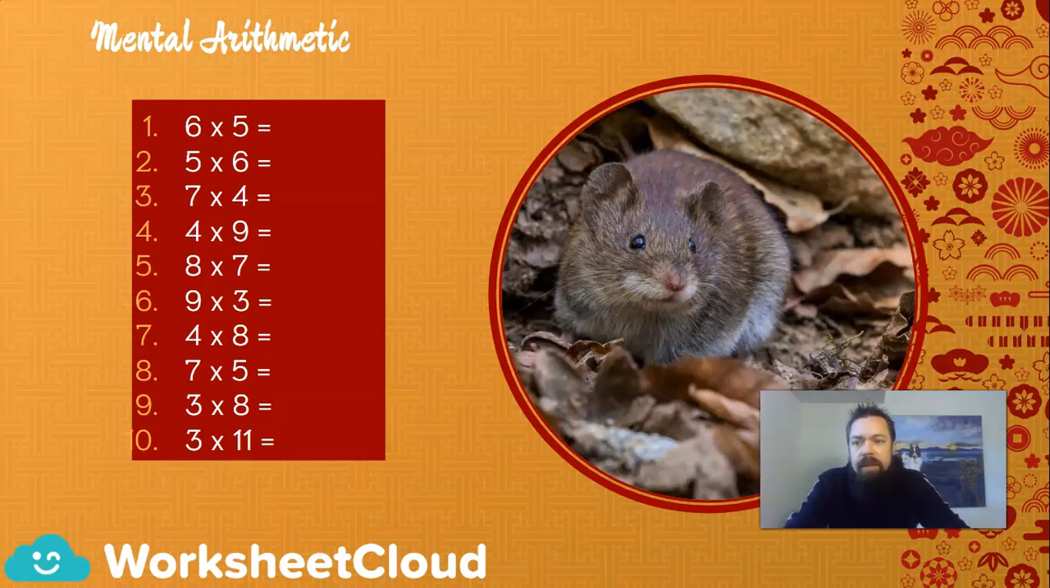For number 3, 7 times 4 is 28. 4 times 9 is 36. 8 times 7 is 56. 9 times 3 is 27, 4 times 8 is 32, 7 times 5 is 35, 3 times 8 is 24, and 3 times 11 is 33.